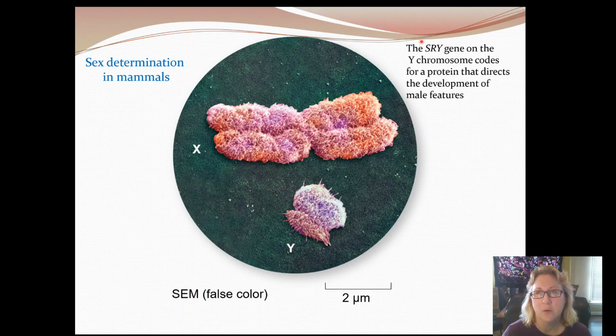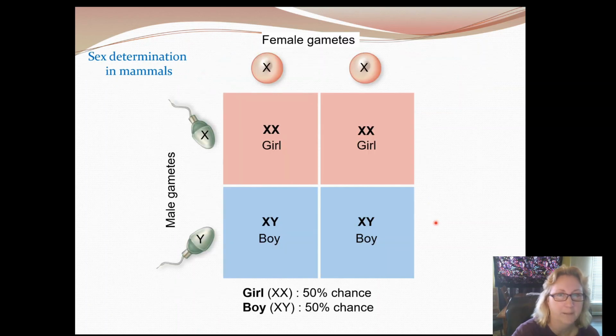If the SRY gene is mutated and doesn't function, either isn't transcribed or is deleted, an XY individual will develop as a phenotypic female, but will be infertile, and that person would be counted as an intersex individual, which we'll talk more about.